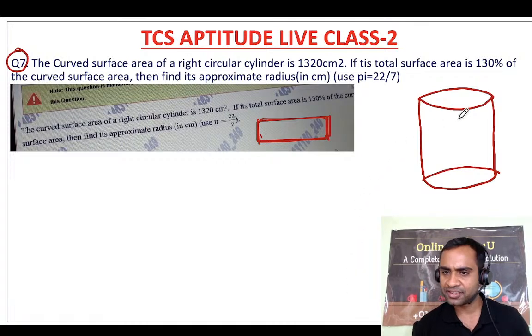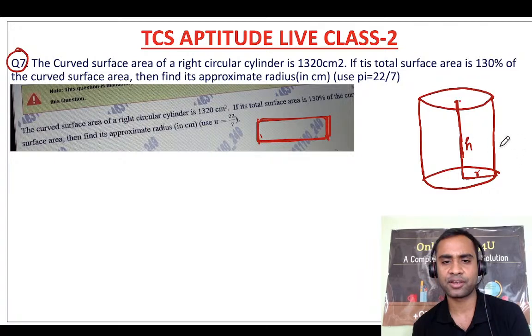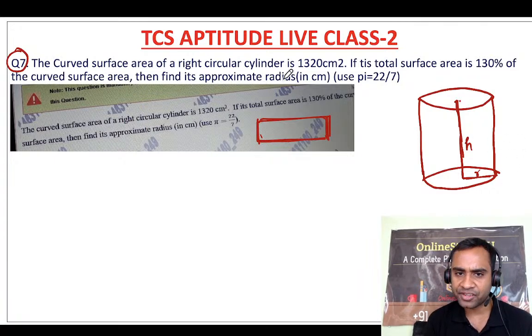Okay. So this is nothing but your circular right cylinder. So from here till here, and this will be the radius. This will be your radius, and this will be your height. So this is what your cylinder looks like. Now, the curved surface area. So curved surface area is given.